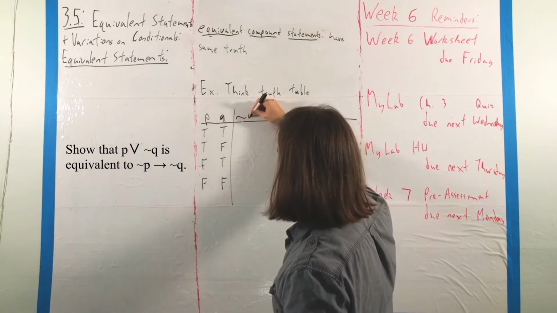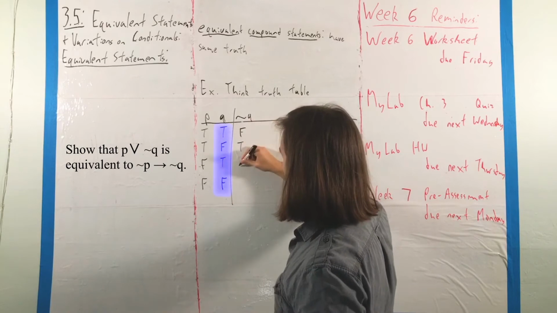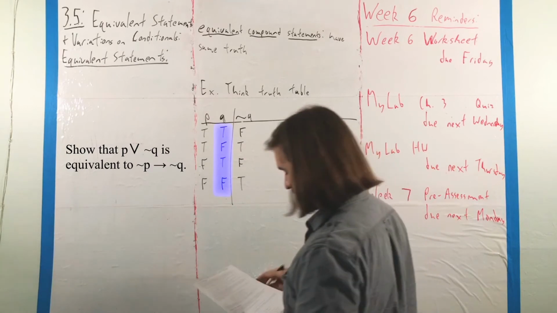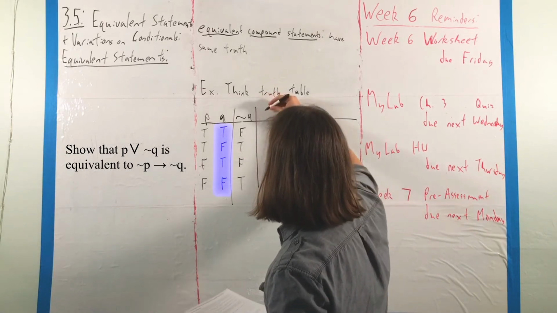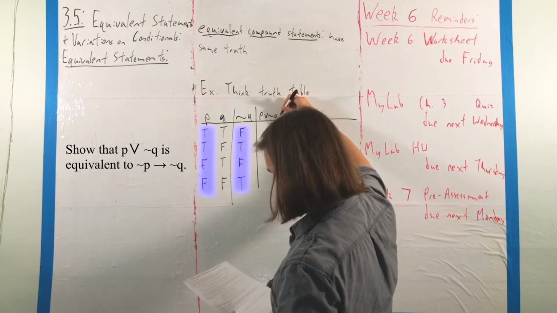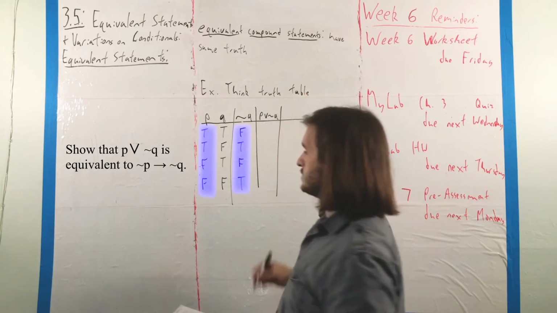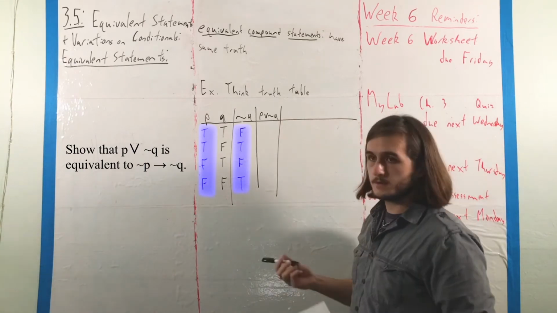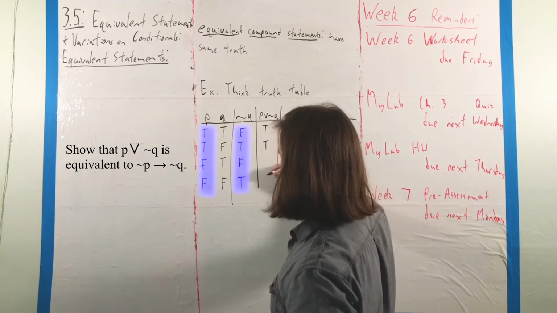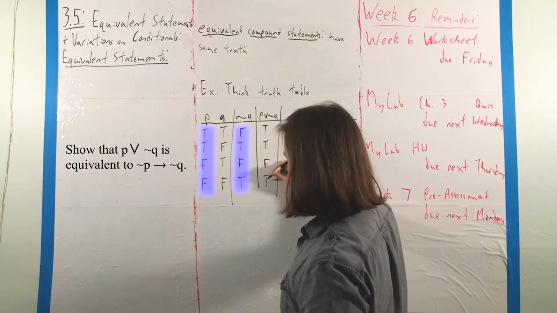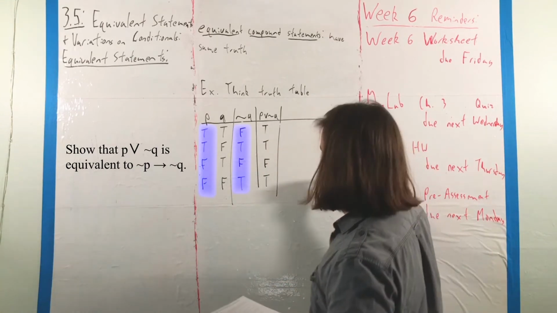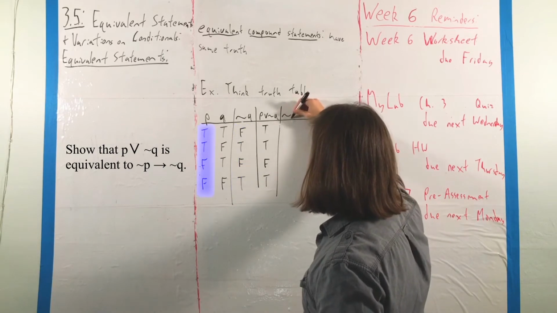next I'm going to look at the negation of Q. So I'd get false, true, based on how this is set up. Then I look at the disjunction, P or not Q. Here, we just need one of these two to be true in order for the whole thing to be true. Nice thing about our disjunctions. So this is true, true, false, and then finally true.